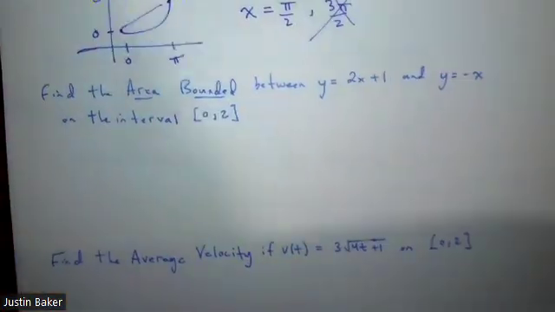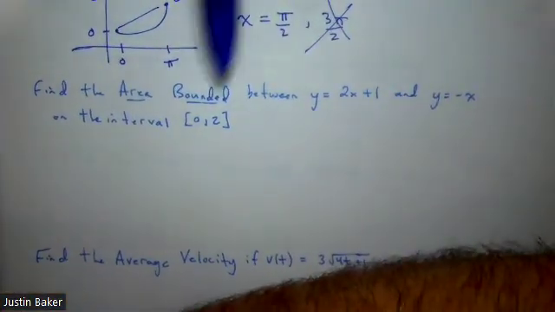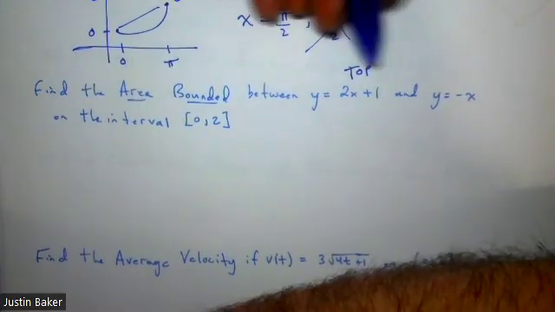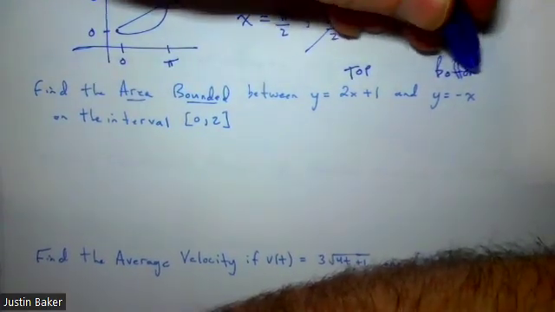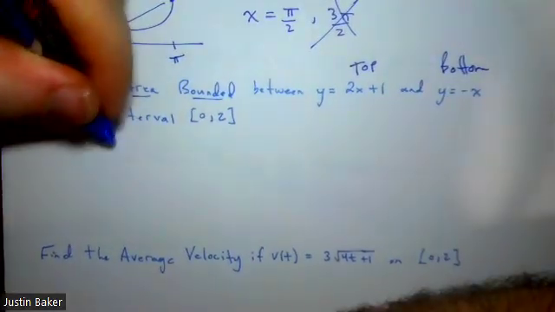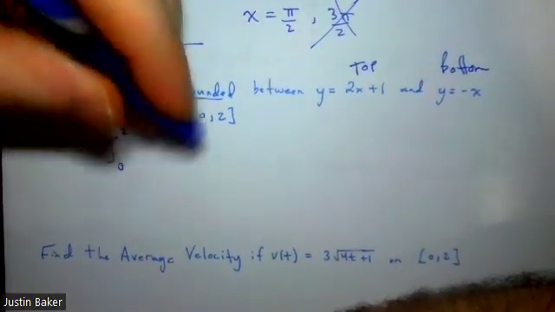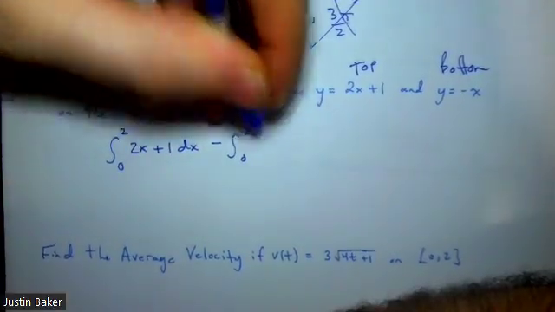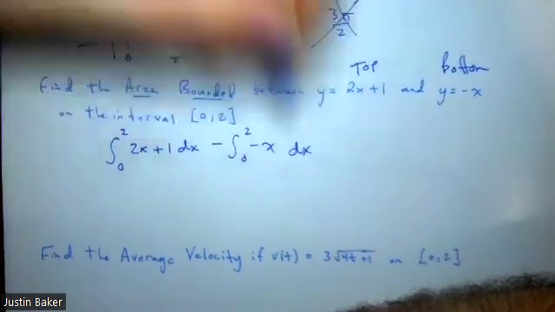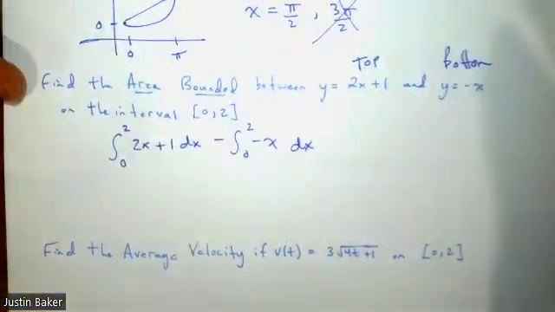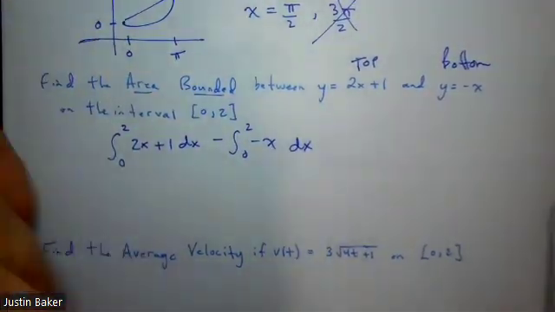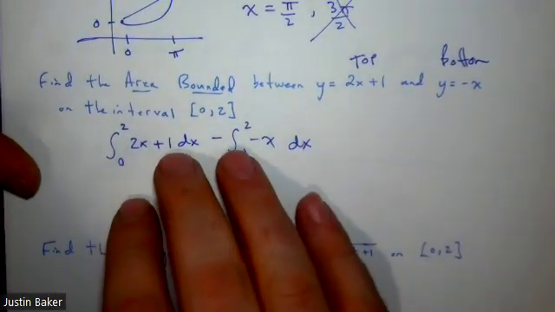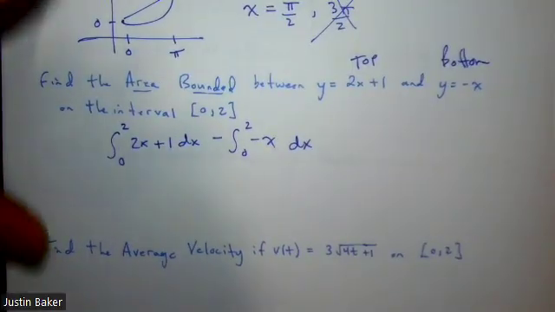Okay, area bounded. How do we do area bounded? Integral of the top minus bottom. If you plug 0 into this, hopefully we would see that this one's on top and that one's on the bottom. So this would be the integral from 0 to 2 of 2x plus 1 minus the integral from 0 to 2 of negative x dx. And I think we've done more than enough integration in this video and in general that you should be able to figure that out on your own. That would be the setup, and then you would go through and do that math.